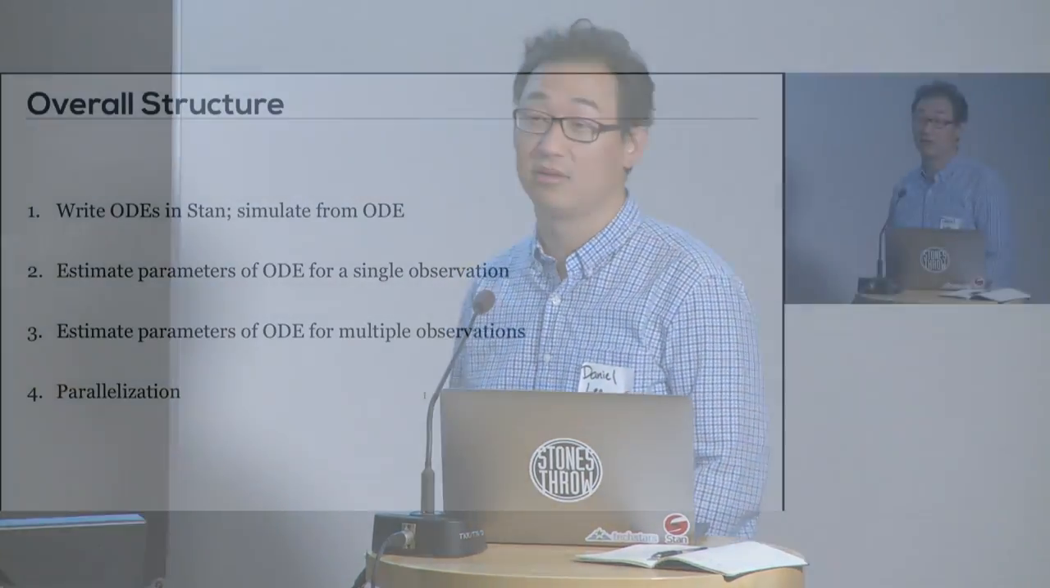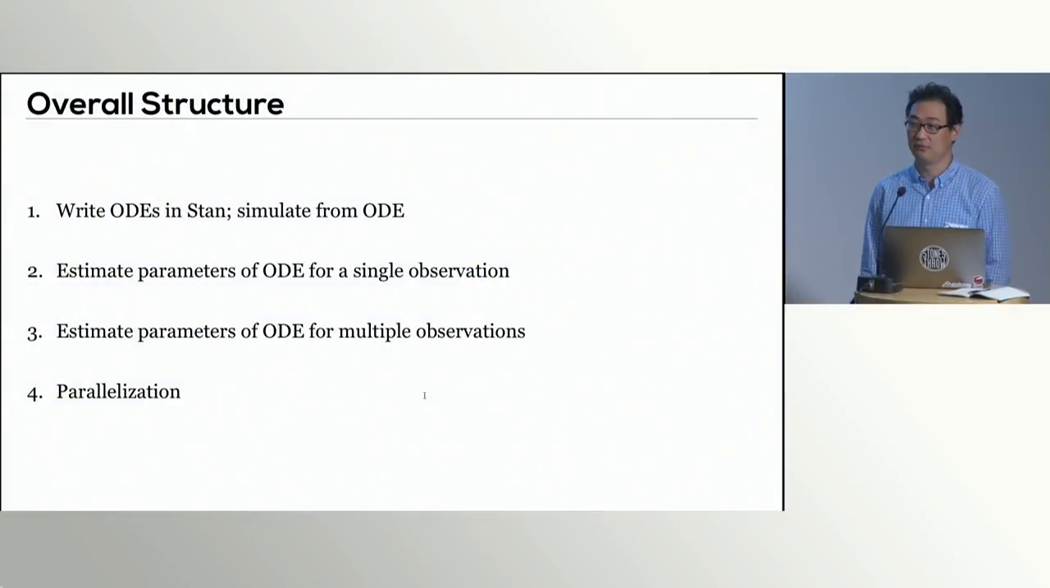So quickly, before we begin, the overall structure. It's going to be pretty fast. We have an hour and a half. What we're going to try to do is four separate things that all build on top of each other. The first is write an ODE in Stan and simulate from that ODE. The second is estimate the parameters of that ODE from a single set of observations. Third is estimate it from multiple sets of observations. And why we want to do that is so we can get into parallelization. I'm assuming a lot of people are curious about how to write things so they can be parallelized. That's where we want to end up. Any questions so far?